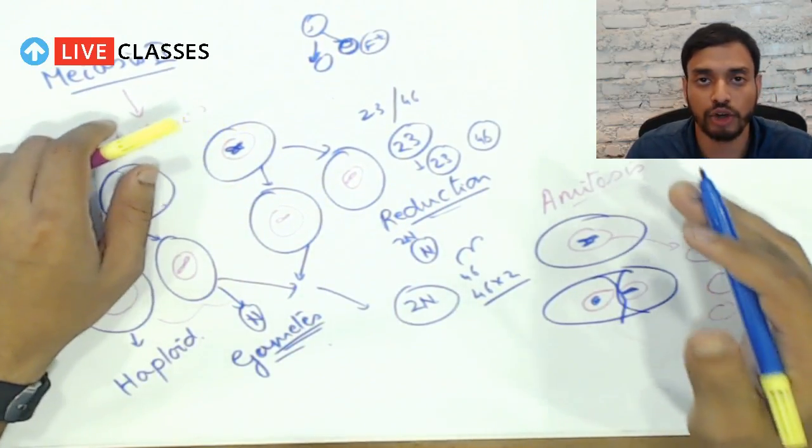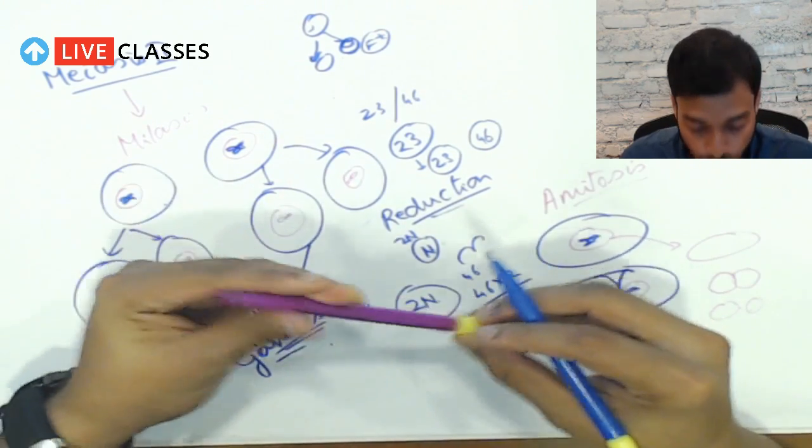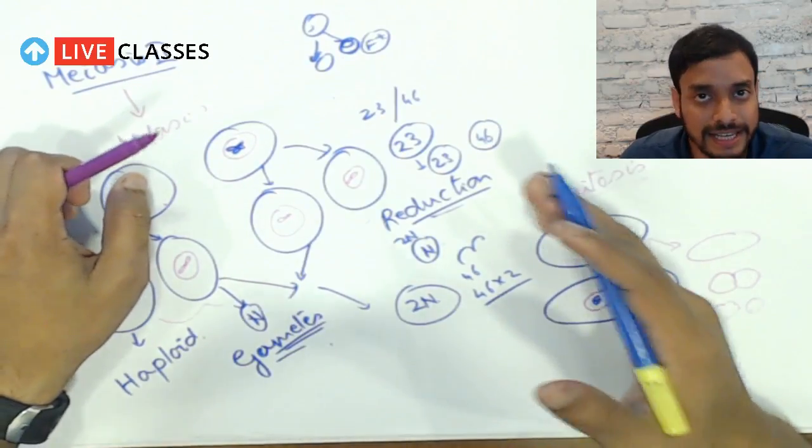How is it different from the normal cell division? Here the nuclear membrane does not dissolve. So here is what we have covered in the very important topic, cell cycle and cell division.